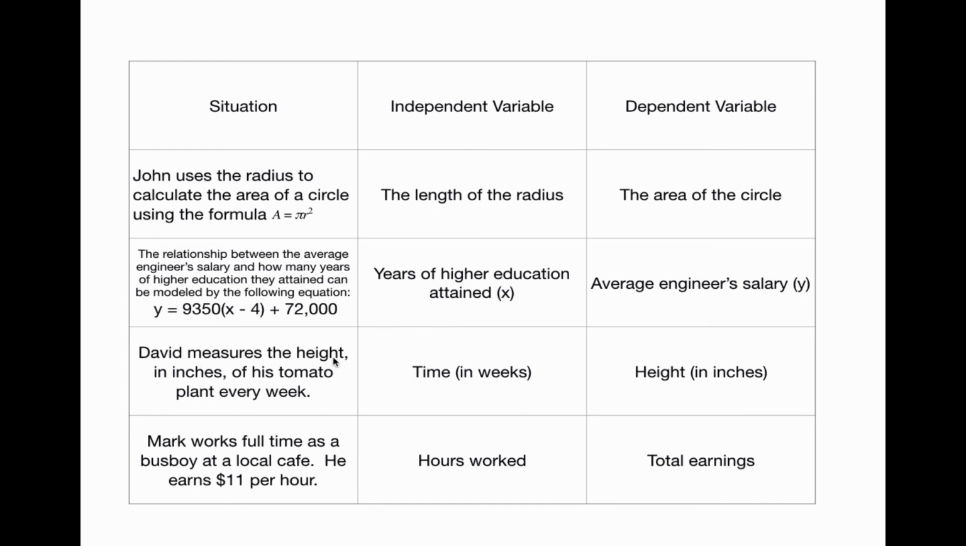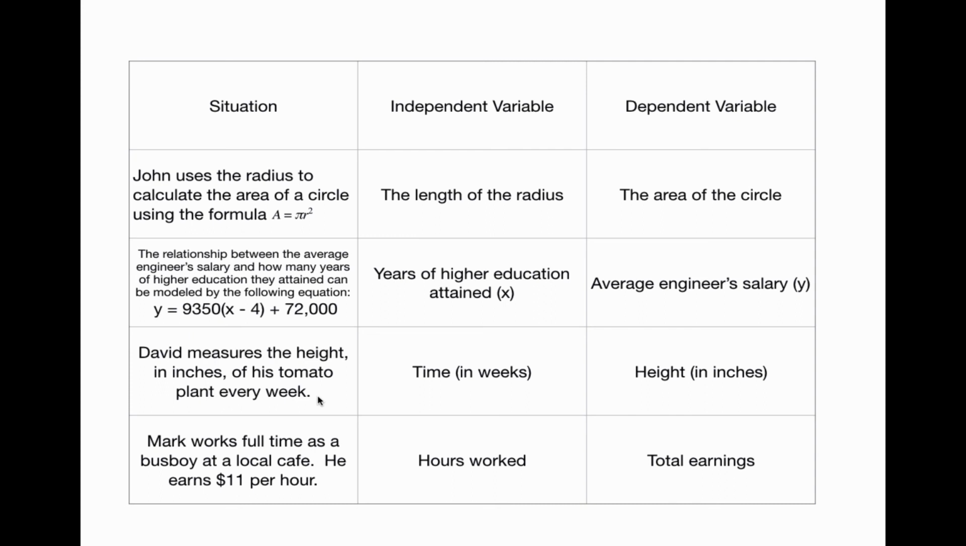Next, David measures the height in inches of his tomato plant every week. This one's a little less clear. Does the height of the plant affect the time that goes by, or does the time that goes by affect the height of the plant? Well, since plants grow throughout time, and you can't really stop time, time is very often the independent variable, although I should say it's not always the independent variable.